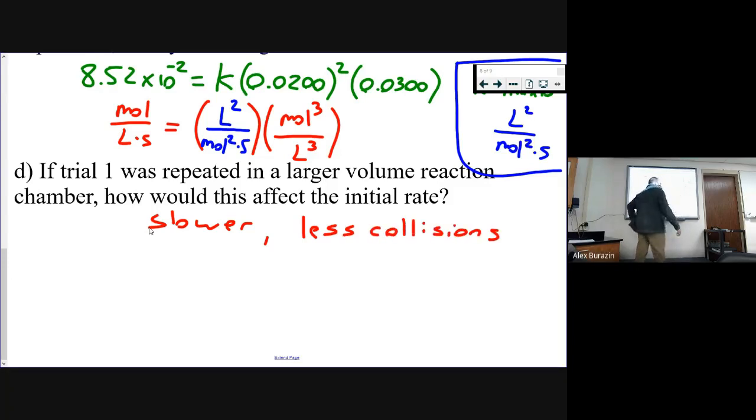Or again, you can totally say lower molarity. That's effectively saying the same thing. Because the reason why molarity changes the rate is because at lower molarities there are fewer particles, so fewer collisions, right? It all kind of comes full circle. It's kind of the same argument, just a different way of saying it.